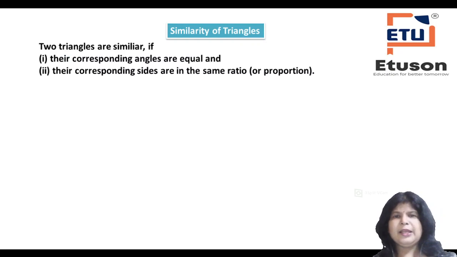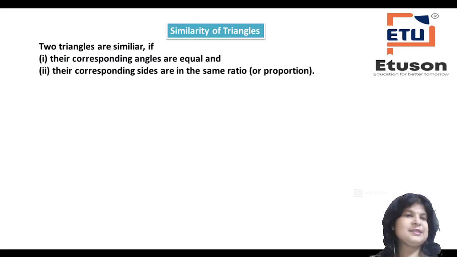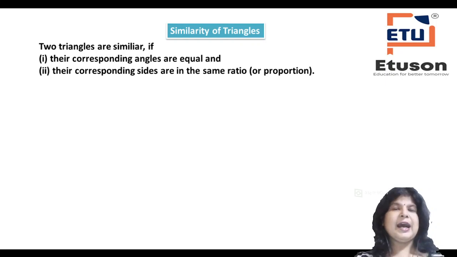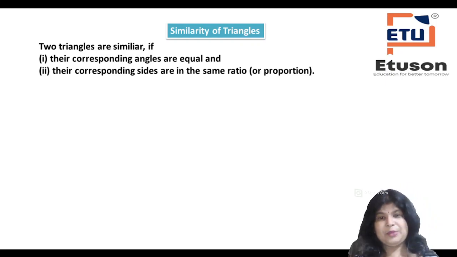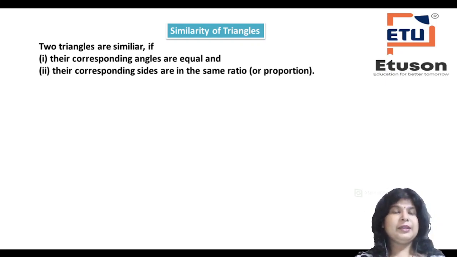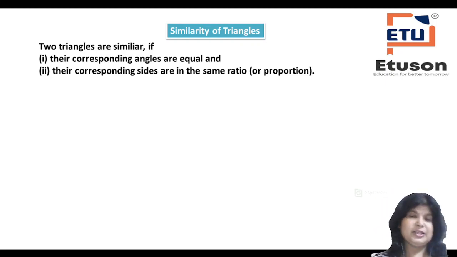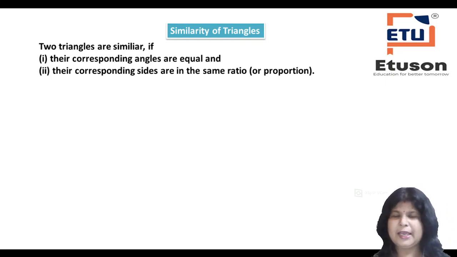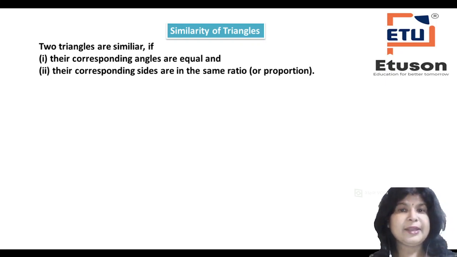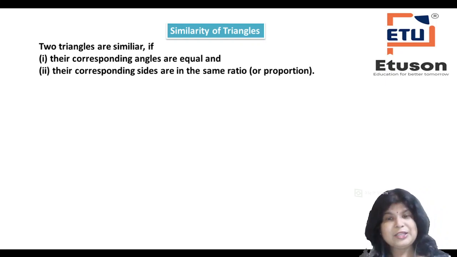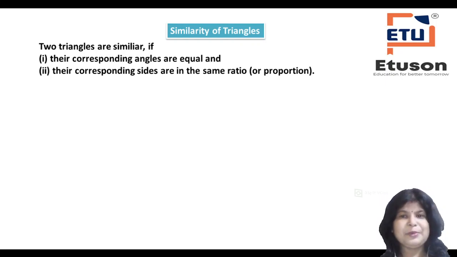What do you mean by similarity of triangles? Two triangles are similar if their corresponding angles are equal and their corresponding sides are in the same ratio. Remember, corresponding sides have to be in the same ratio. It is not that if only some sides are in proportion, you can consider it similarity. Corresponding sides, in order, have to be in the same ratio. They need not be of the same size, but they should maintain a correct ratio. Remember, that ratio is called the representative fraction. We have learned this in the previous class, right?